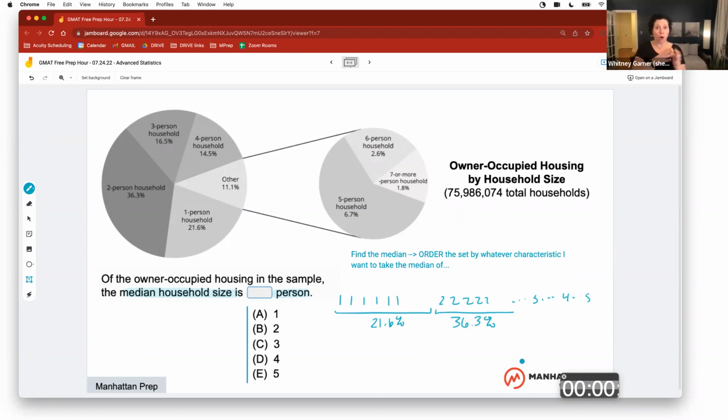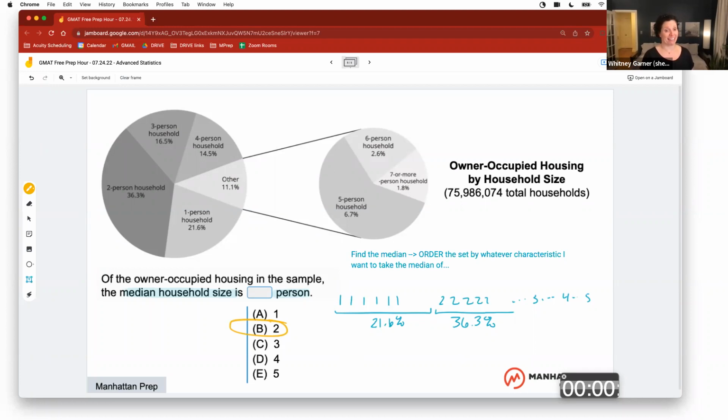And that takes me now up to 57.9% of my observations being ones and then twos. So the median household will be in the middle of all of those twos. The 50th percentile will land inside the category of twos. And so the correct answer for this first one is B.